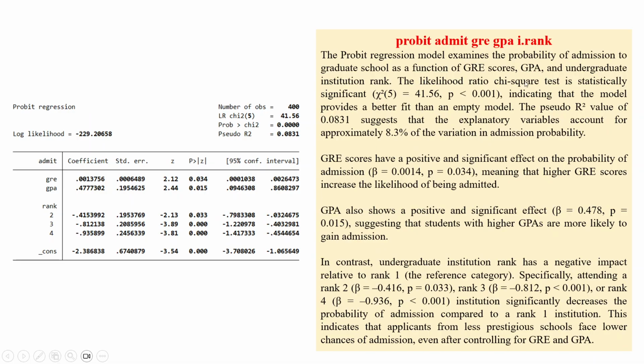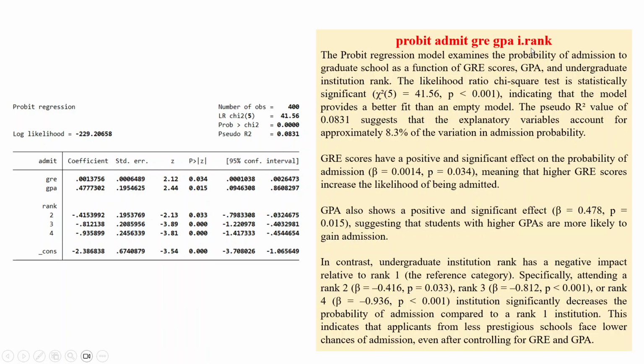Now we'll run the Probit regression with the command probit. Admit is our dependent variable, so the labels in it are only two; that is, the outcome is binary, yes or no. GRE, GPA are our independent variables, and rank. We will prefix rank with i. because we want to convert this into dummies.